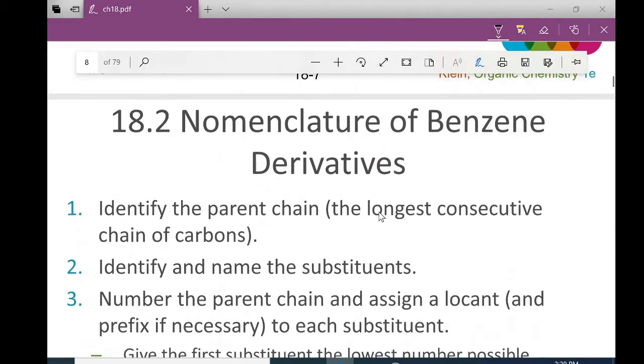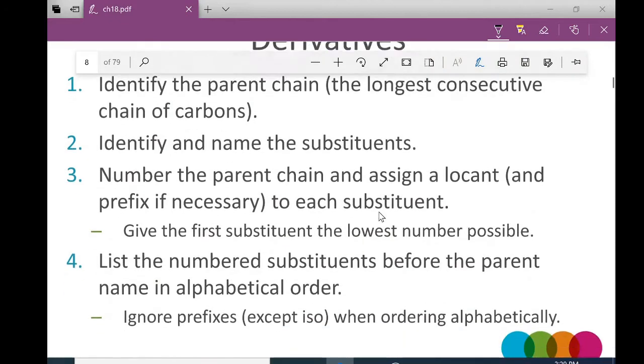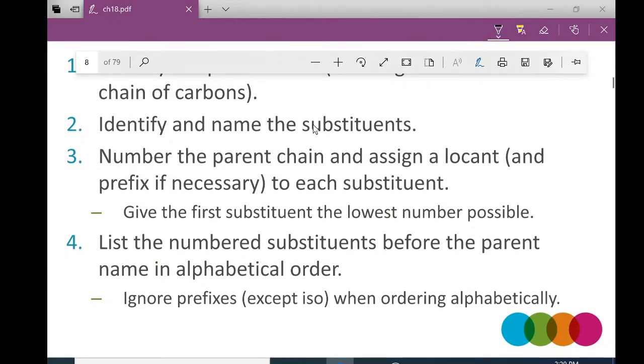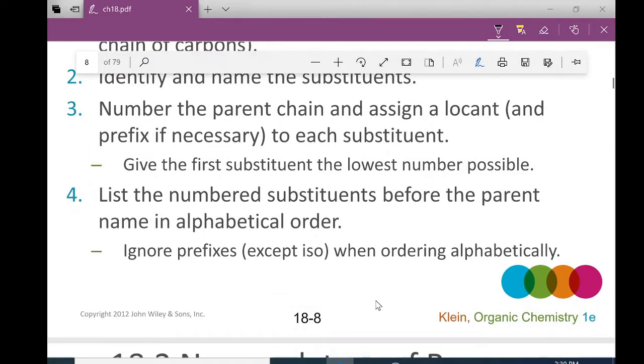Alright, so to name a benzene derivative, what do we need to do? We need to identify the parent chain, which is the longest consecutive carbon chain. Identify and name the substituents, and we're going to assign those alphabetically. Number the parent chain and assign a locant to each substituent. And give the first substituent the lowest number possible. And then arrange them alphabetically and assemble the whole name. So don't forget the parts of a name of an organic molecule, and those still hold true here.